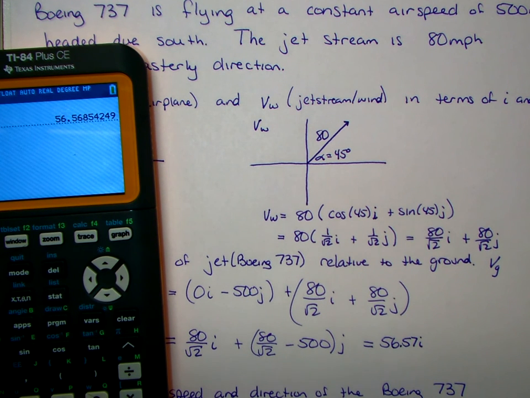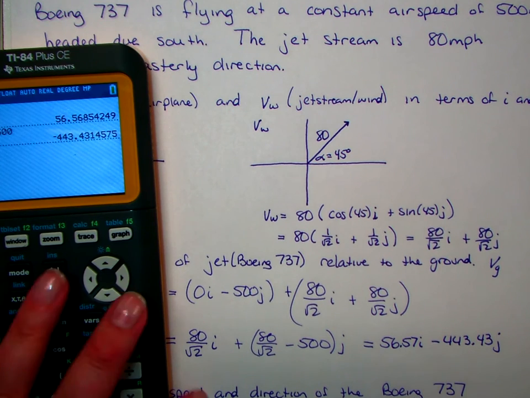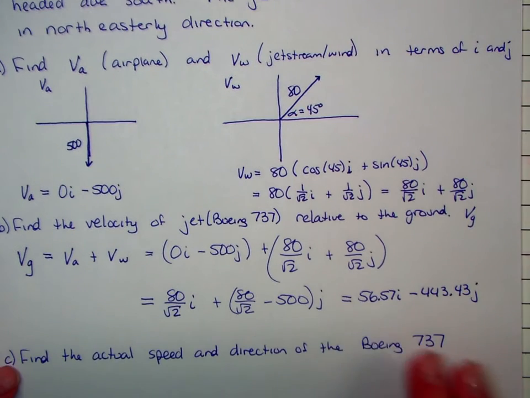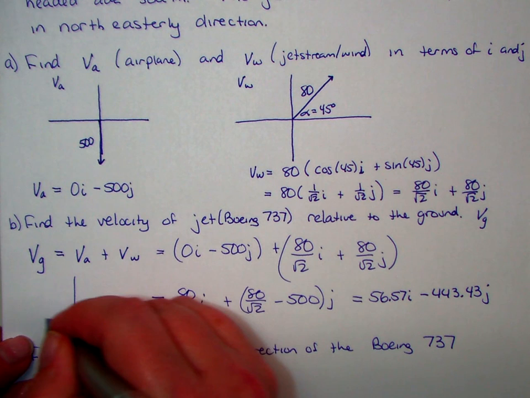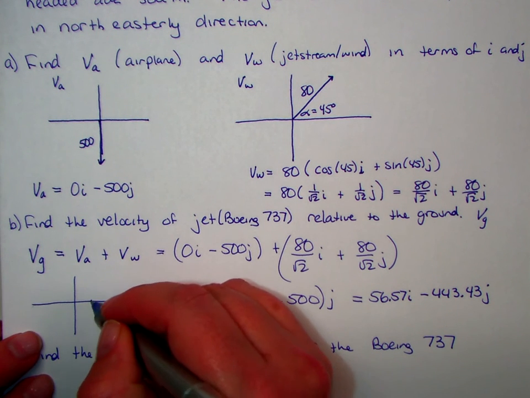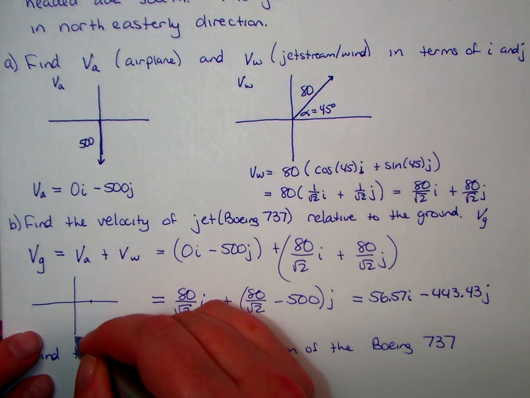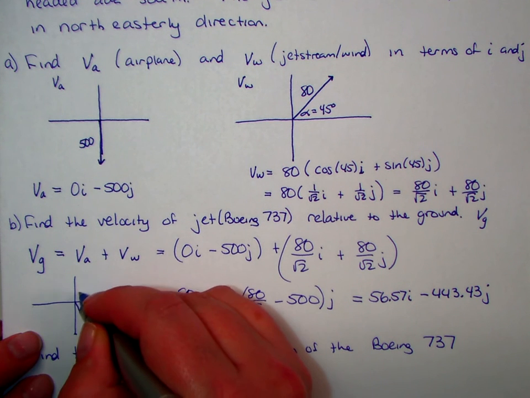80 over rad 2 minus 500 is negative 443.43 J. Okay, so here's the vector with respect to the ground. So what that means is it's going 56 distance to the right and 443 down, right? So we have 56 to the right, 443 down.